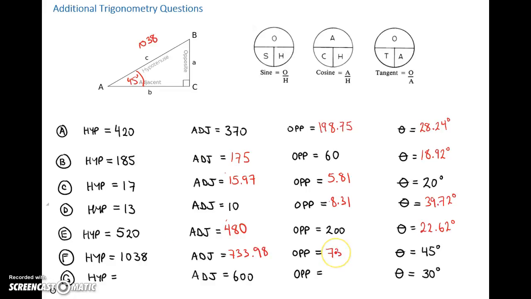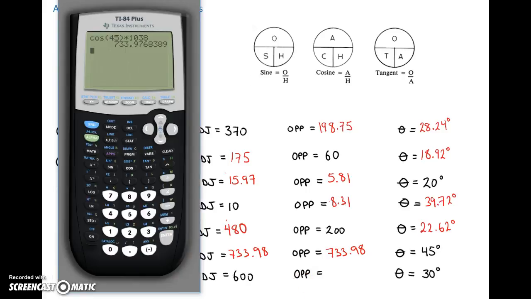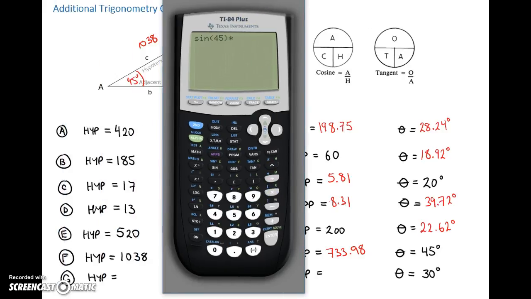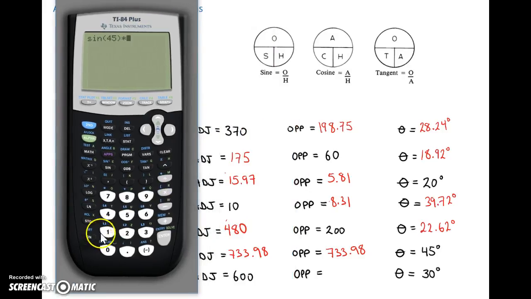And with confidence we can again do this, because that's a 45-degree triangle. With the opposite, let's use sine just to double check. Okay, so we're going to do the sine of 45. Okay, we're going to multiply that by our hypotenuse of 1,038. Okay, we're looking for 733.976. Beauty, 733.976. So we're going to round this up to 98.